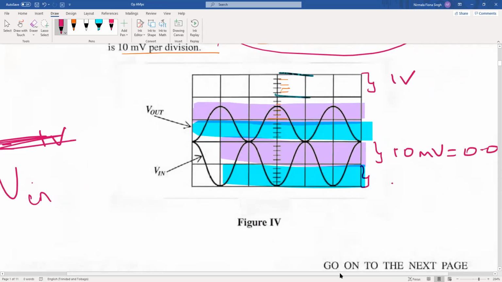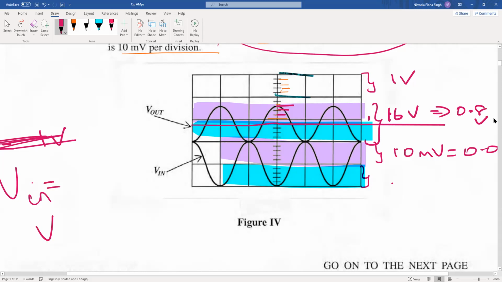My output, my entire wave, which is my positive and negative swing of my wave, is 1. Then we have 1.2, 1.4, 1.6. So my entire wave is 1.6 volts. That is not the value of my alternating current, because my alternating current is going to be half of that value, which is going to give me 0.8 volts. So that's how I can say that my V out will be equal to 0.8 volts.